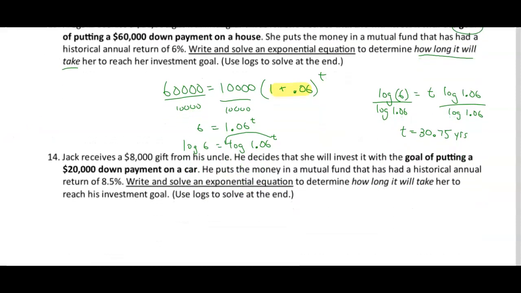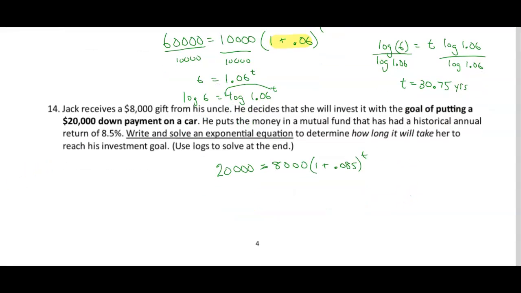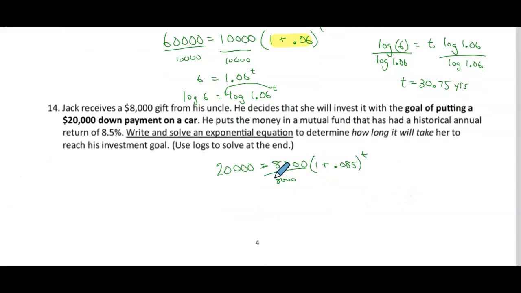All right, number 14. We have another one where we have a starting amount and then a goal. So that means that the goal needs to go in the y, and the starting amount needs to go after the equal sign. And then we'll do the rest of our magic here. So 1 plus the rate, which is 8.5%, so that's 0.085. Don't know the time. Going to divide by 8,000. And that's 2.5. And this is, if I add this up, it's 1.085 to the t power.